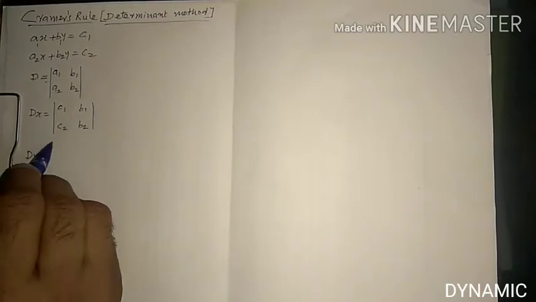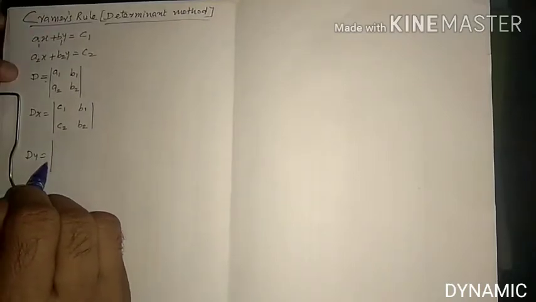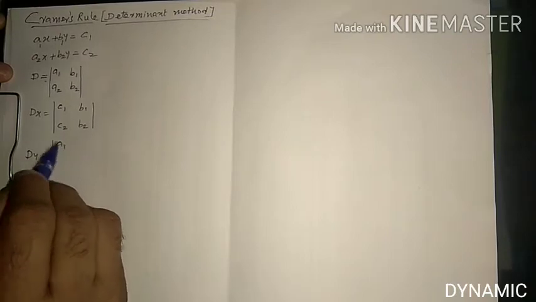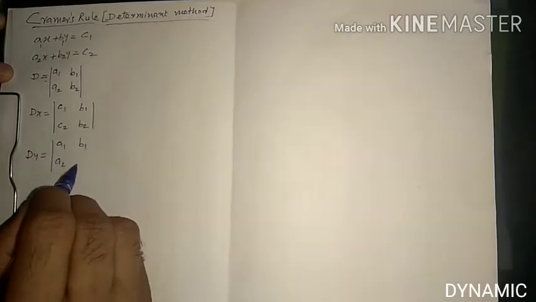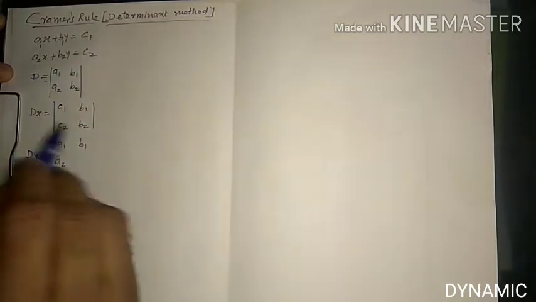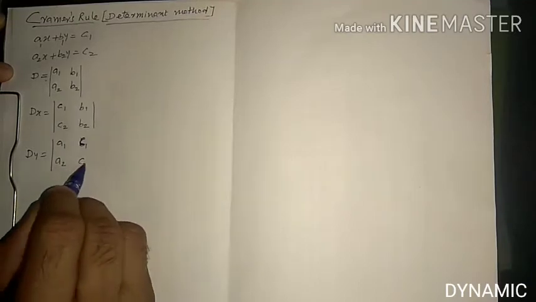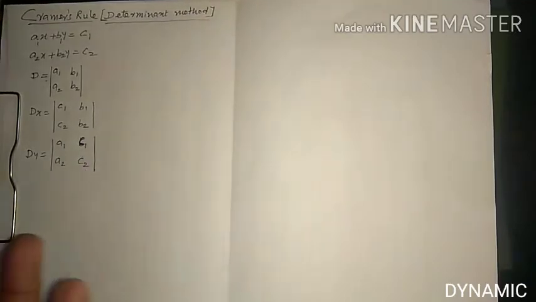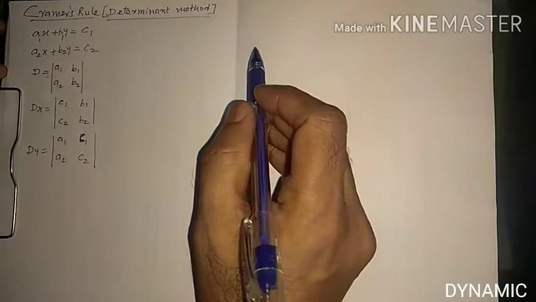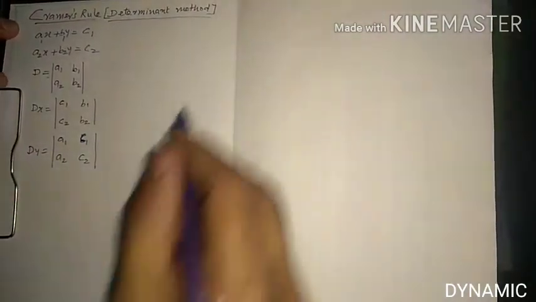Dy is equal to: x coefficients as it is, we have to keep a1, a2. Here it is b1. Y coefficients are replaced with the right hand side constants c1 and c2. Now what these are actually called, that we explain here, so determinants.